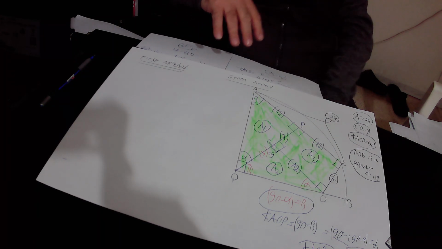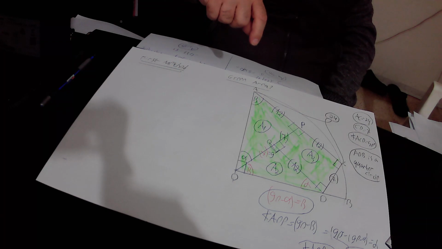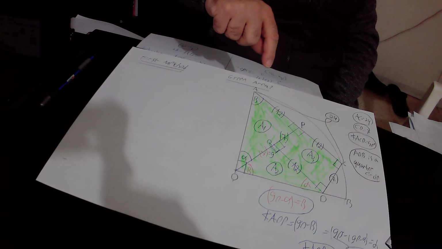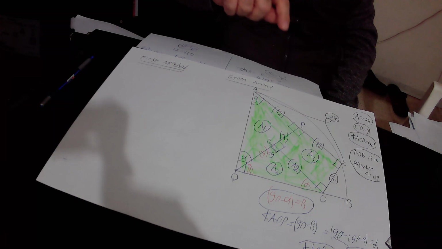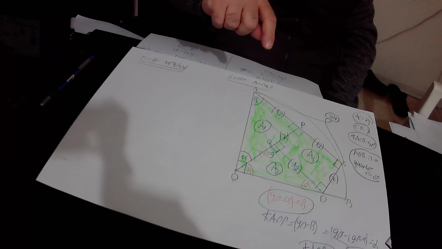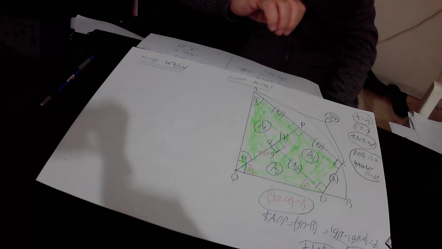Now we have to find the area of the green shape. We divided the green shape into 3 parts. We calculated the area of each part, and we added the 3 areas, and this will be equal in total to the area of the green shape.